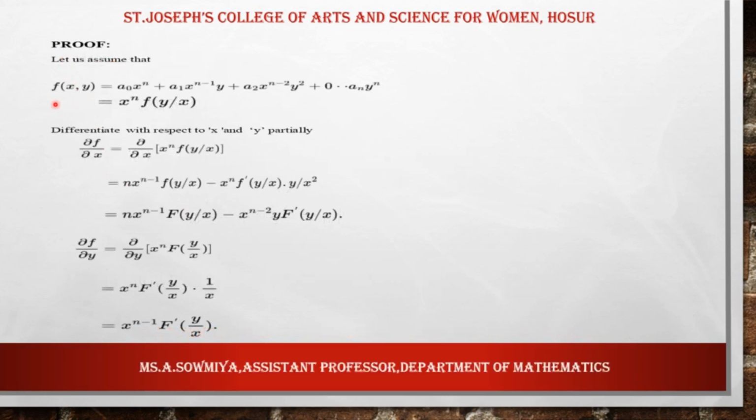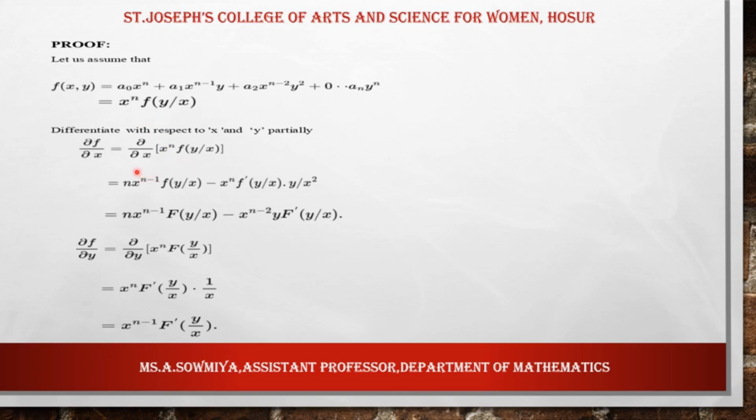Let us assume that f of x, y equals a0 x power n plus a1 into x power n minus 1 into y plus a2 into x power n minus 2 into y square plus etc. an into y power n. This series will become x power n into f of y by x. Let us differentiate with respect to x and y partially. So first we differentiate partially with x. Dou f by dou x equals dou by dou x. For this f, we should substitute this function, x power n f of y by x.